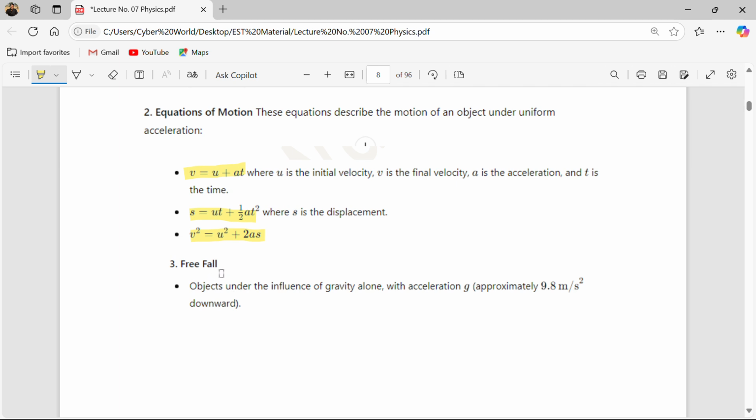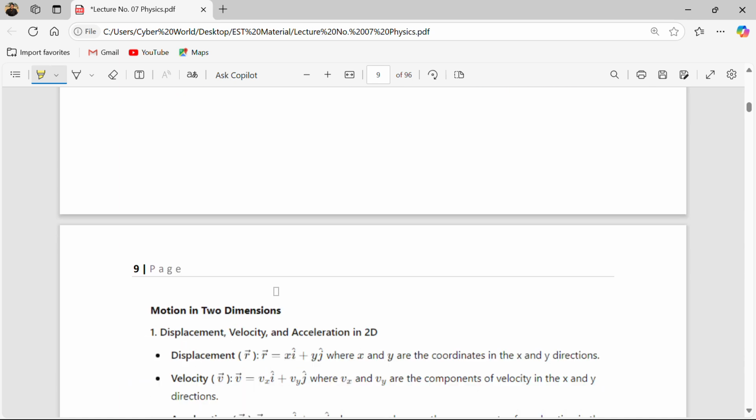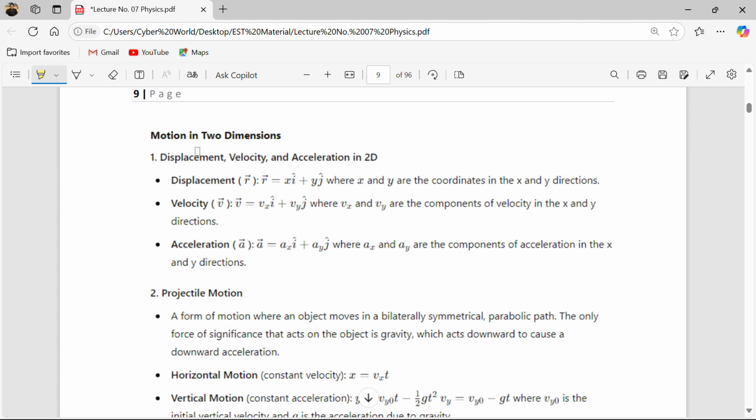So what is free fall? Free fall is a topic in which your object moves under the influence of gravity, and the acceleration the body attains is 9.8 meter per second square. This is the free fall system. Now motion in two dimensions: your displacement, velocity and acceleration change in two components, x and y. So now you have the x component as well as the y component of acceleration, velocity as well as displacement.